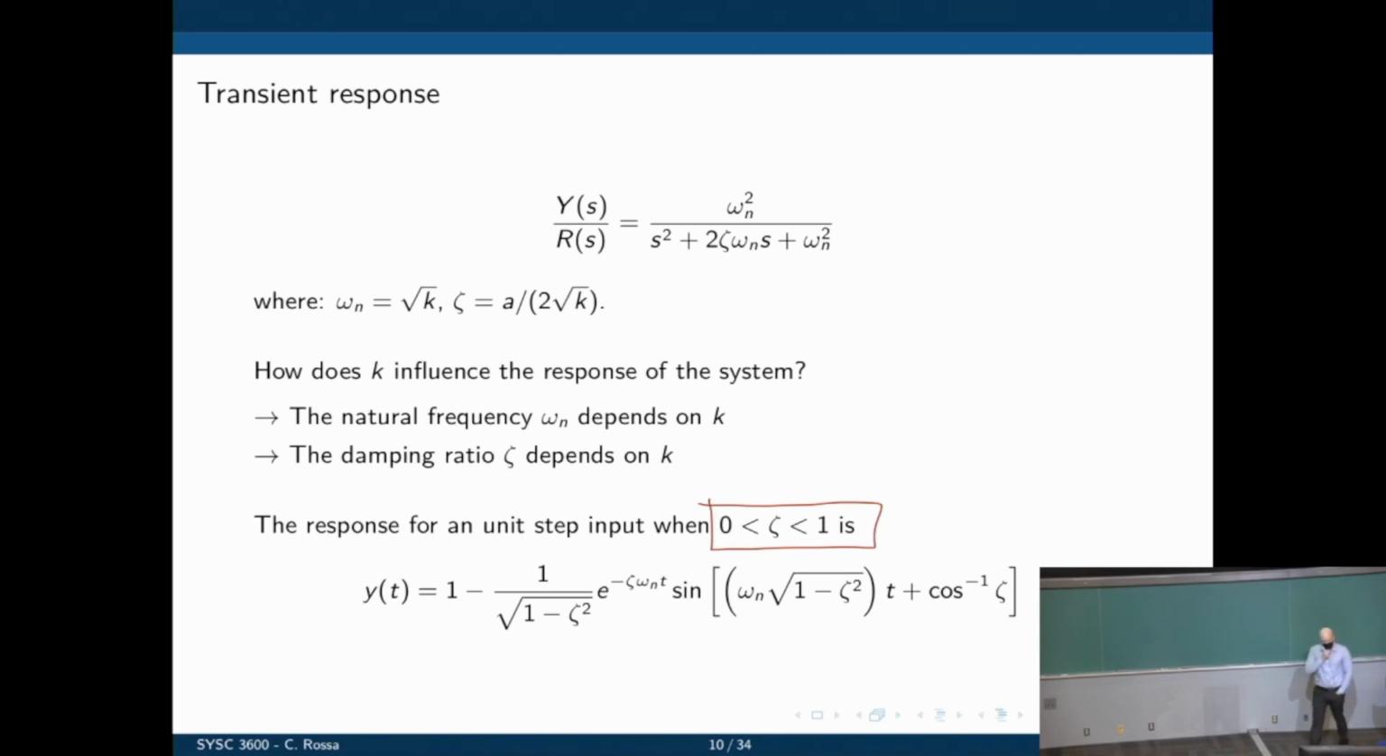Now, what do we see in the time response there? We see omega n is there, and we see zeta also showing up. And they're both functions of K. So we see now we are basically completely changing the behavior of the system, because zeta and omega n are all functions of K. By changing K, we change the response of the underdamped system greatly.